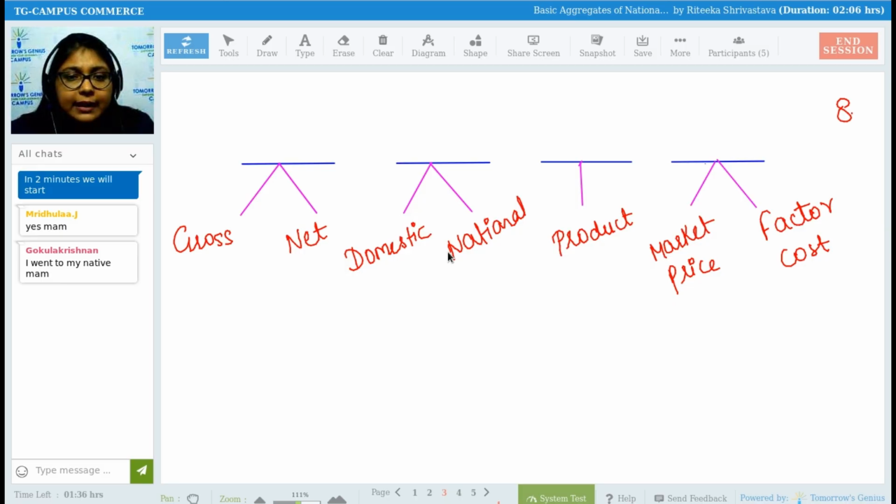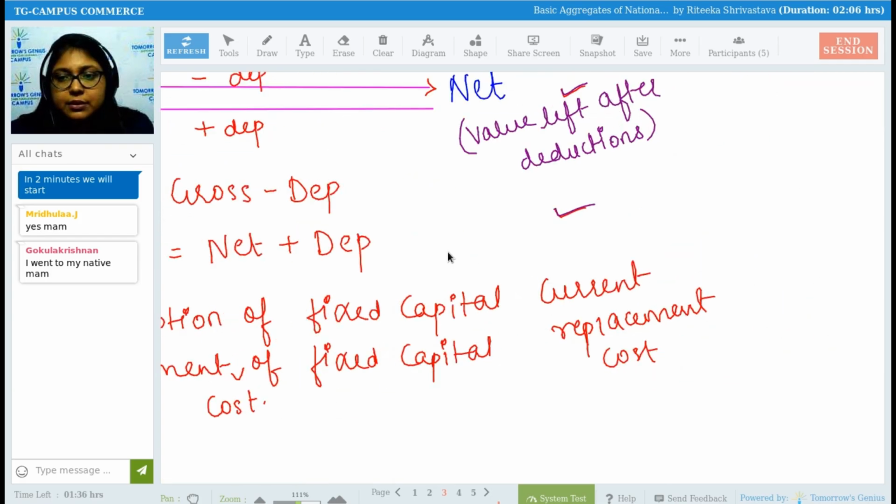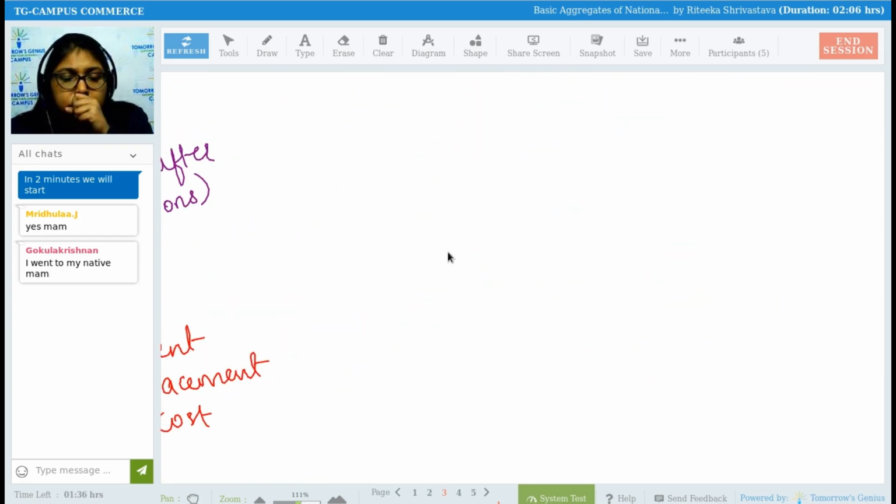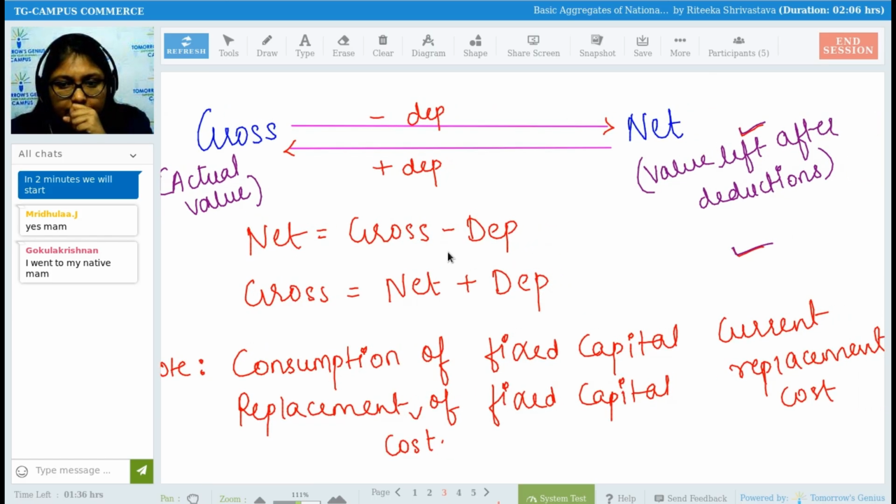Okay, very important. Let us move towards the next line. The two important terms in the next line are domestic and national. For gross and net, there is a relationship of depreciation. Now coming to domestic and national, they have a relationship with NFIA. NFIA is nothing but net factor income from abroad. Let us move towards the next part. You have all noted this down, right? So I am erasing this.